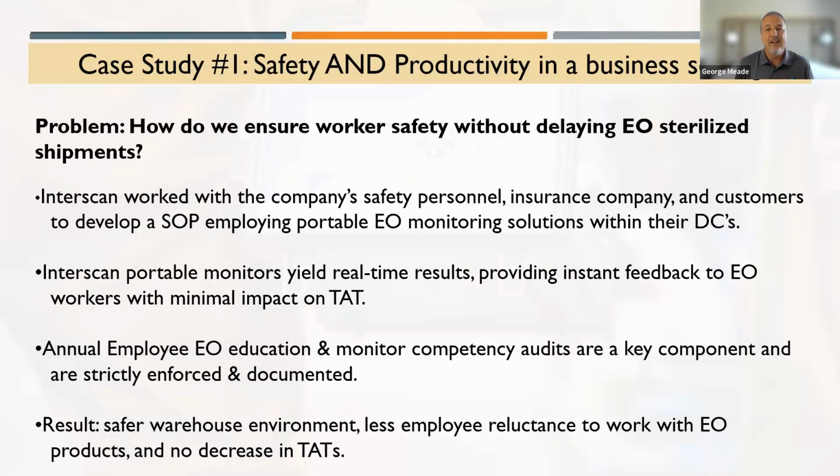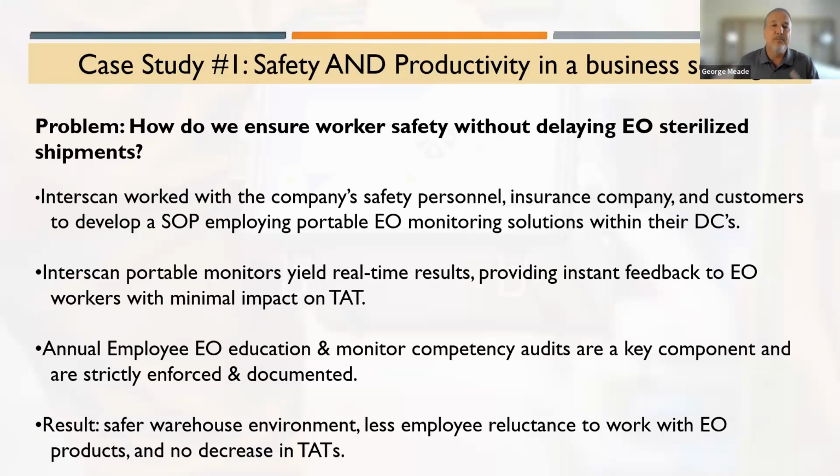And it turned out that the missing part was having real-time results. So they were able to plug that hole by using Interscan portable EO monitors and a very strict SOP, again, that was shared with everyone. So that meant that if a manufacturer was not letting their product degas sufficiently, they understood that when that was delivered to this company, that truck may be refused.